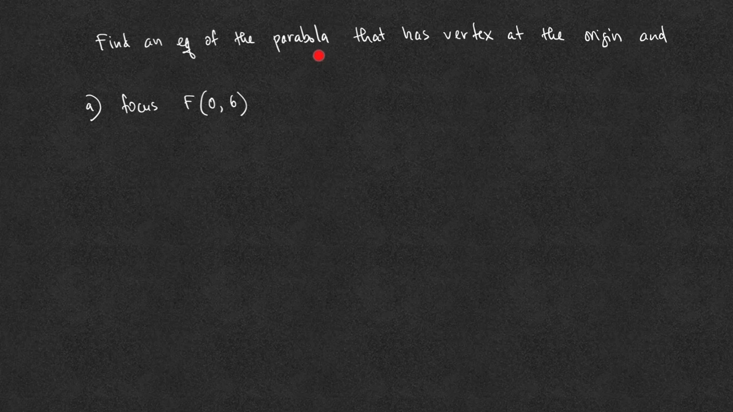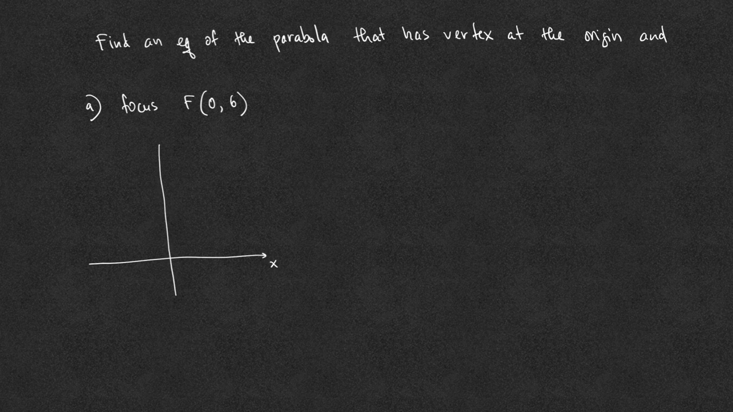Find an equation of the parabola that has the vertex at the origin and the focus at the point (0, 6). The first thing we want to do is to sketch the graph of the parabola. Not an accurate graph, but at least we have an idea where the focus is and where the directrix is, which is not given in this case, but we should be able to figure out.